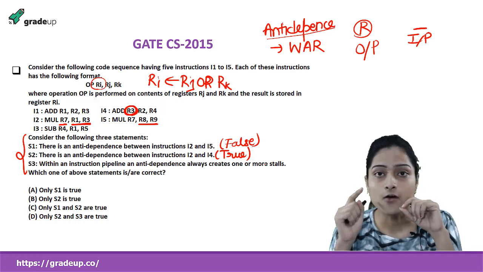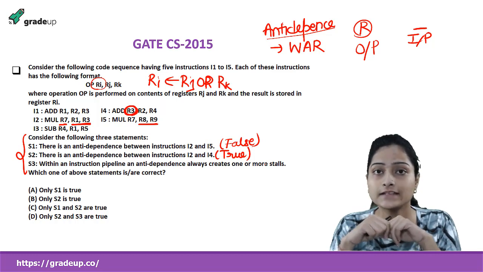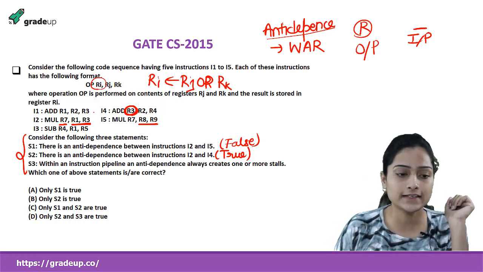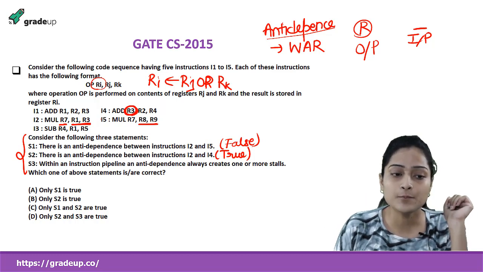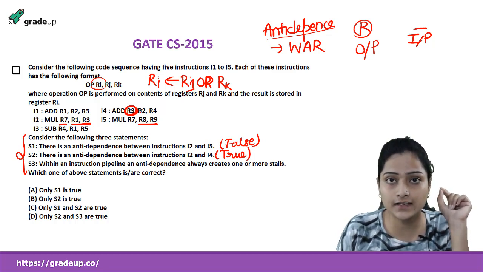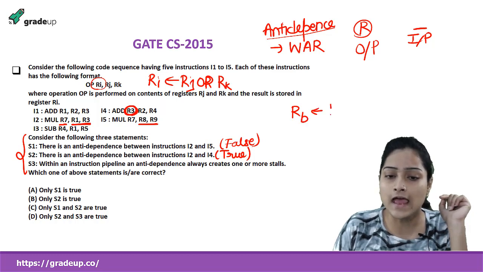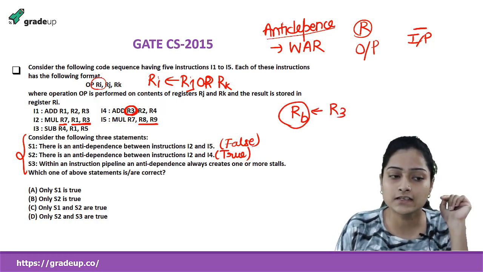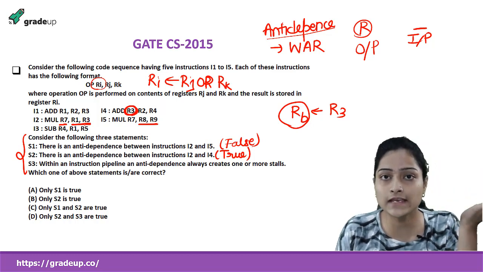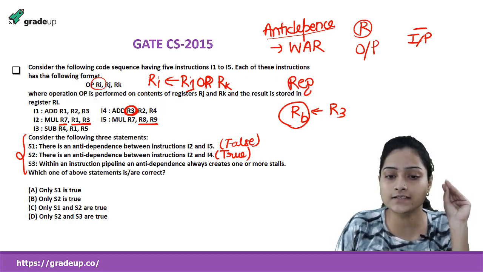But see, this condition is false. We can remove this type of stalls by using register renaming. See how we are going to do it. This R3 is to be read before I4 can write on R3. I2 should read R3 before I4 can write the R3 register. So instead of using this R3, I will store it in some other register RB, and we will give this RB to instruction I2. Then this problem has been solved. So the problem of anti-dependence can be removed by using register renaming.